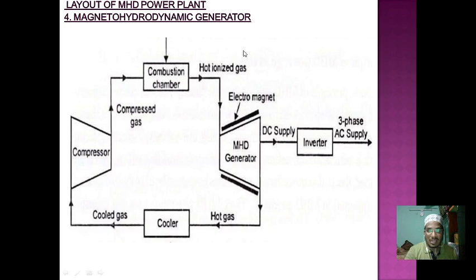There the gas becomes hot ionized gas. That hot ionized gas we pass through the electromagnet to the generator. That's why the generator produces DC, direct current, and then the inverter, after that, three-phase alternating current is supplied to the required place. Okay, this is the magneto-hydrodynamic generator. The short form of magneto-hydrodynamic generator is MHD.